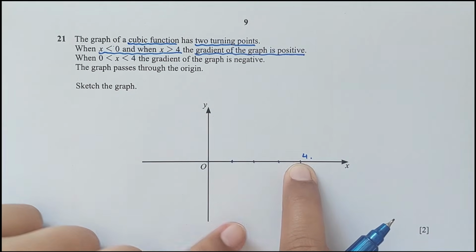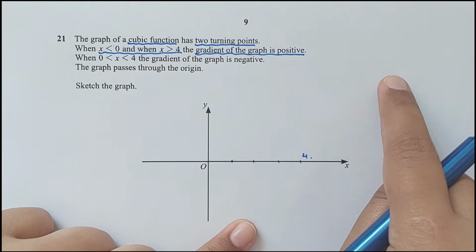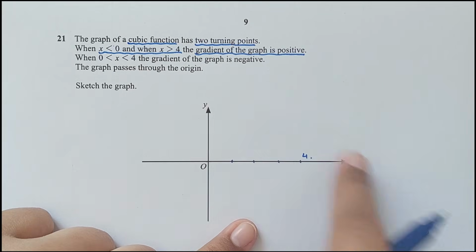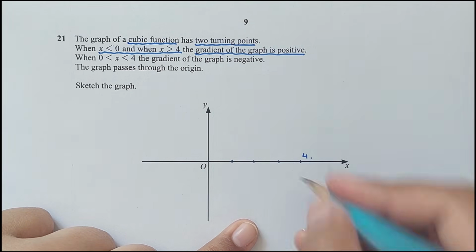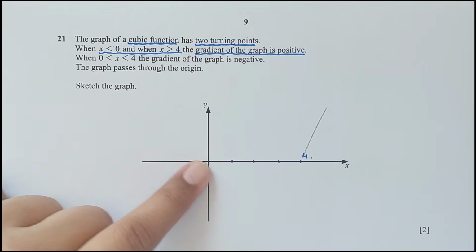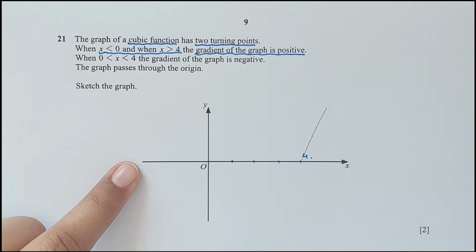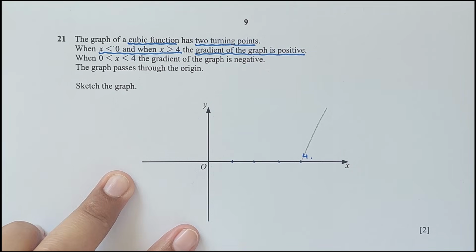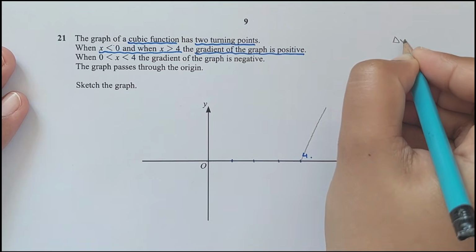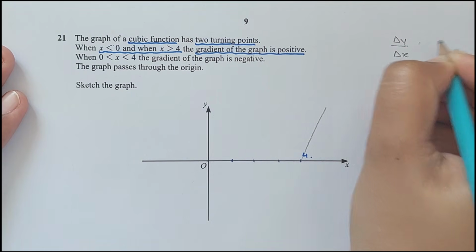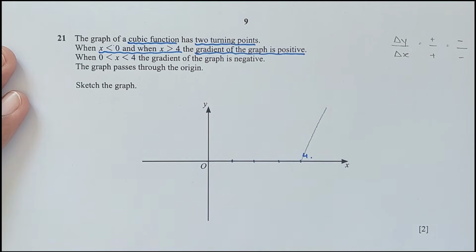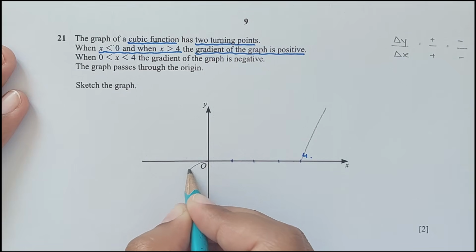When x is greater than 4, its gradient is positive. Gradient is basically change in y over change in x, right? So x and y both are positive. If I draw this, the gradient is positive. When x is less than 0, its gradient is also positive. Here x is negative and y is negative, and negative divided by negative is again positive. Let me explain again. The gradient is the change in y value over the change in x value. So positive means positive over positive, or negative over negative. So here it is again positive.